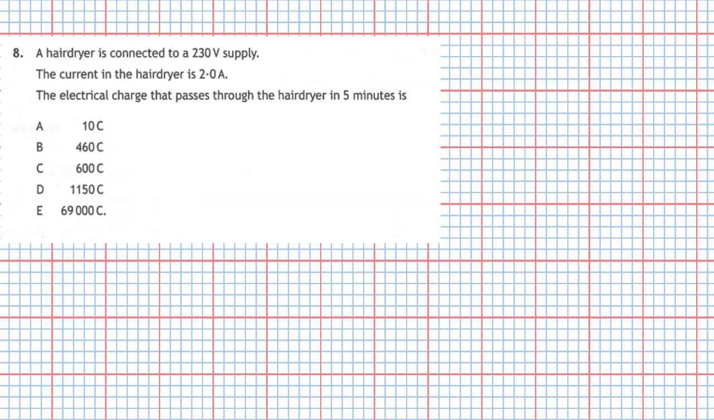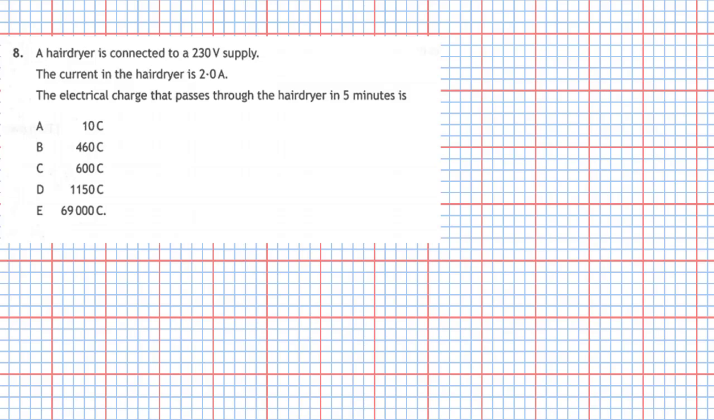Question 8 from Section 1 of the 2019 National 5 Physics Examination. A hairdryer is connected to a 230 volt supply. The current in the hairdryer is 2.0 amps. The electrical charge that passes through the hairdryer in 5 minutes is, and we're given our usual choices.